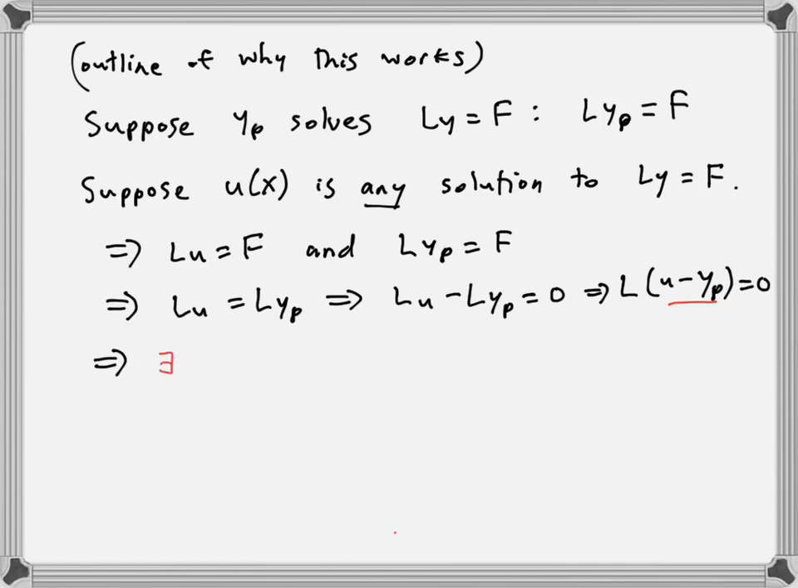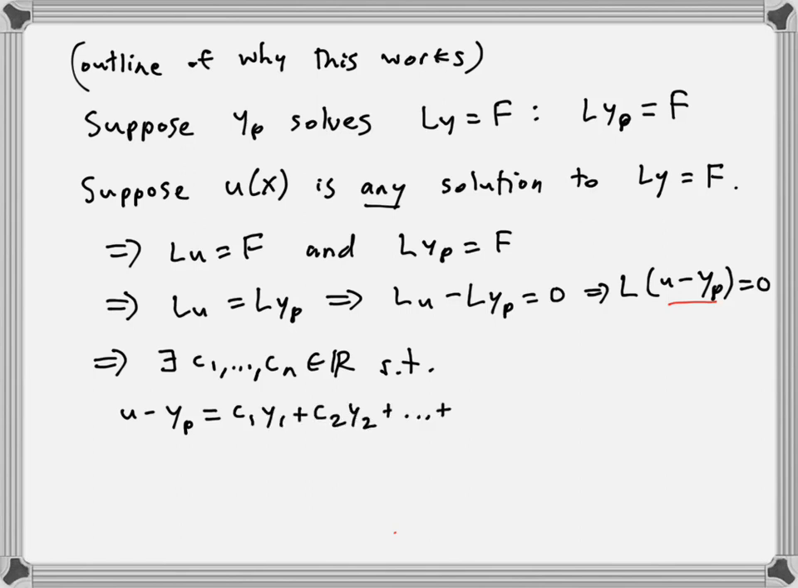So this implies that there exist C1 to Cn in R such that U minus YP is equal to C1y1 plus C2y2 plus Cnyn, and so this implies that U is equal to C1y1 plus Cnyn plus Yp. And there you go. That's exactly what we were trying to prove, right? That every solution looks like that.